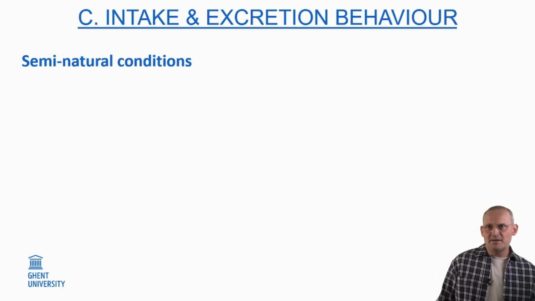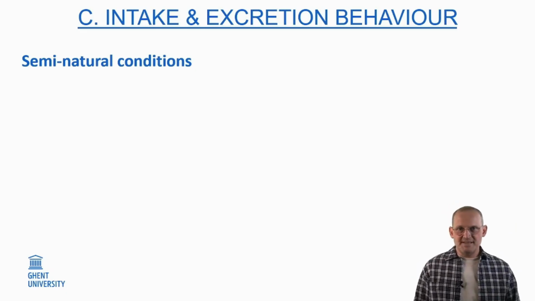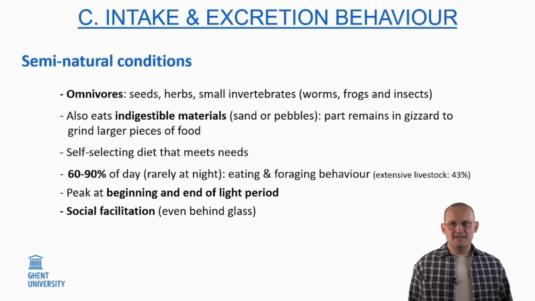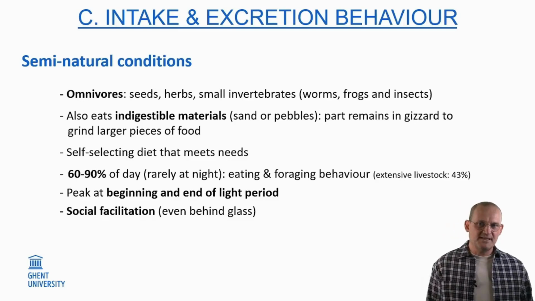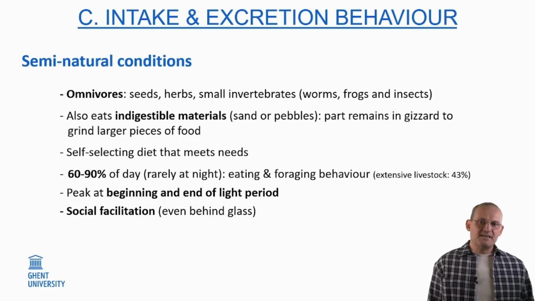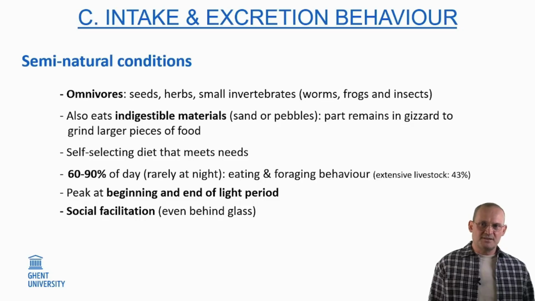So let's turn now to the intake and excretion behavior. And again, let's have a look at semi-natural conditions of the red junglefowl. They are omnivorous. They eat seeds, herbs, small invertebrates, also worms, frogs, insects, and so on. They also eat indigestible materials such as sand and pebbles, because part of it remains in the gizzard, which is functional to grind larger pieces of food. They're also very good at self-selecting a diet that meets their nutritional needs.